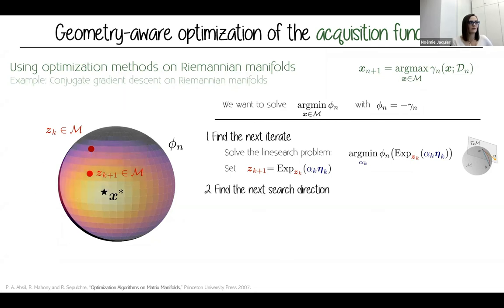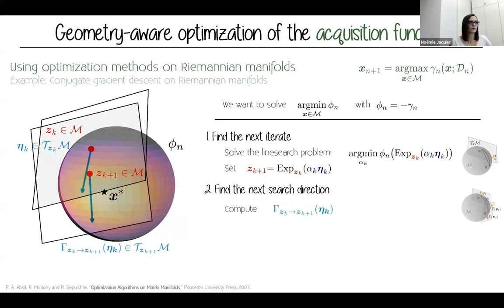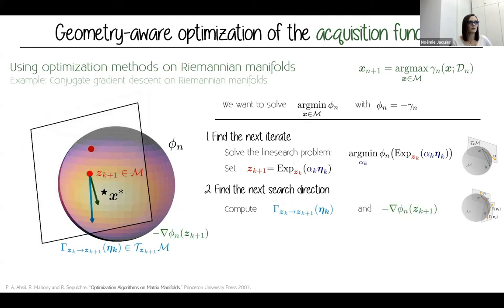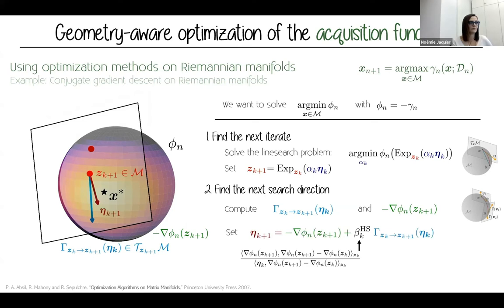Once we have this next iterate, we aim to find the next search direction. First you need to move your old search direction into the tangent space of your new iterate. For this, we are using the parallel transport operator that I showed you before. Then you want to combine this old search direction with the gradient of the function at your next iterate. You compute this gradient, which is a vector also lying on the tangent space of this iterate. Then you combine both of them in a weighted sum, and you get your new search direction on the tangent space of your new iterate.